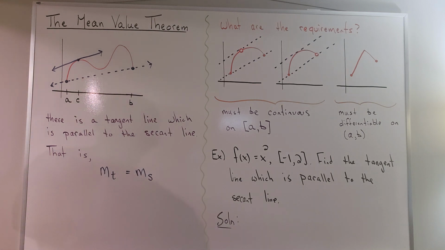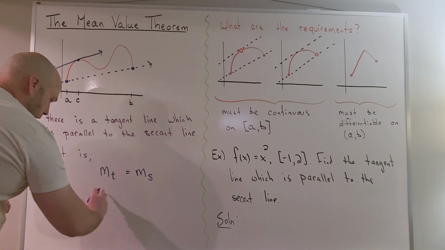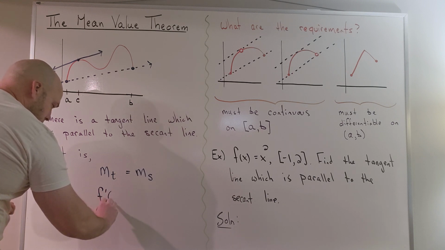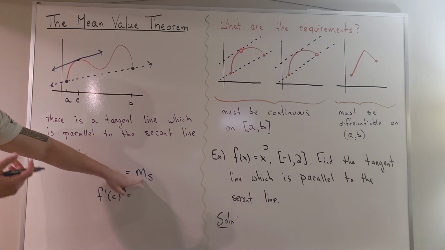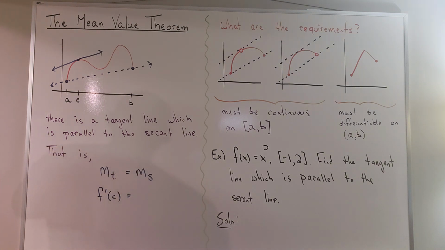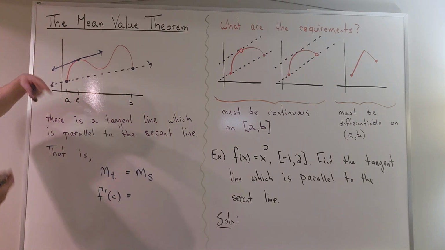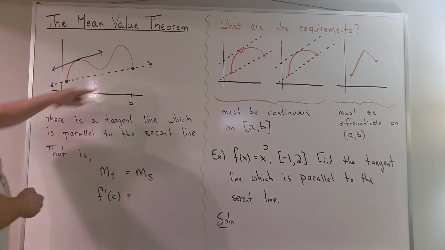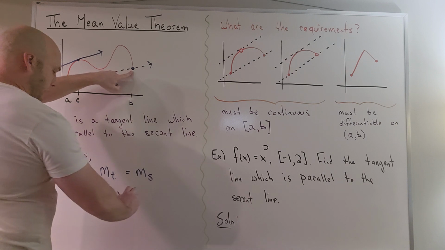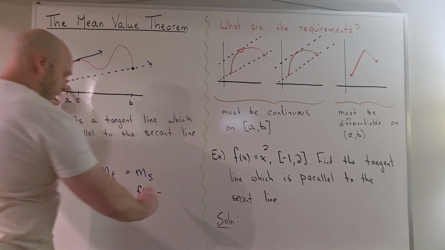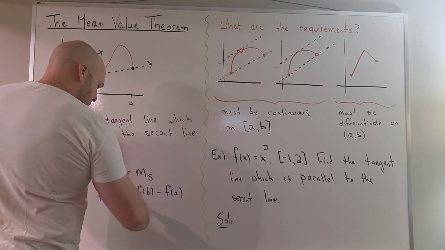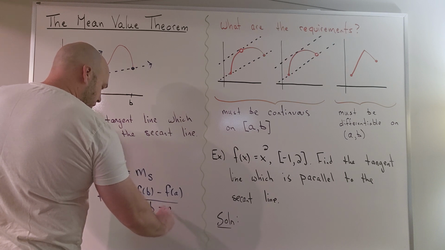What's another way we can write that? Of course, the slope of the tangent line is the derivative evaluated at this input, meaning this would be f prime of c is equal to the slope of the secant line. Well, remember, the slope of the secant line is rise over run. In other words, it's going to be the change in the y values divided by the change in the x values. Of course, the change in the y values would be the function evaluated at b minus the function evaluated at a, all divided by b minus a.